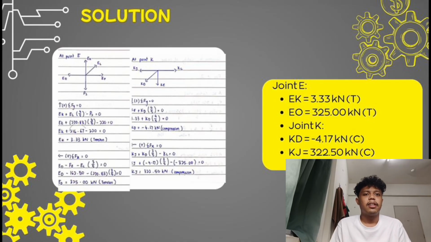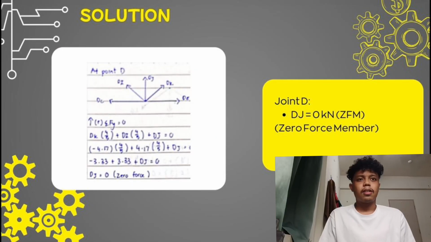And the next, leftward positive, Fx equals 0: Kj plus Kd times 3/5 minus Kl equals 0. Kj plus negative 4.17 times 3/5 minus negative 325.00 equals 0. And the final answer for Kj is 322.5 kN, which means it is compression.